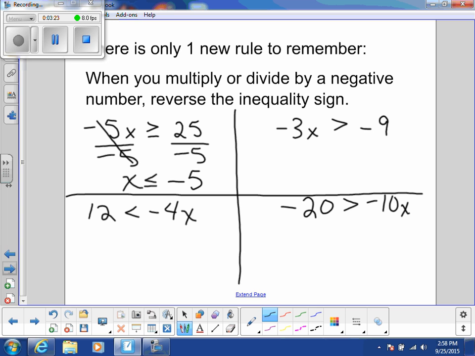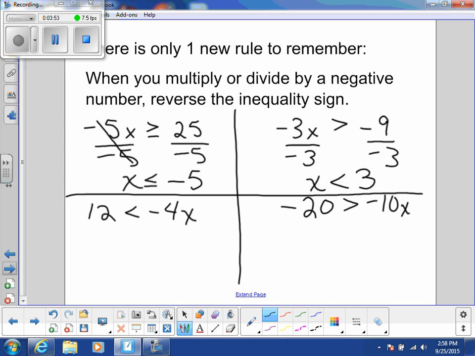So the second equation, the coefficient is negative 3. I'm going to divide by that coefficient. It's a one-step inequality, but I do have to remember the new rule. Flip the inequality sign. Negative divided by negative, the signs are the same, so I get a positive answer, just like I would if I had an equation.